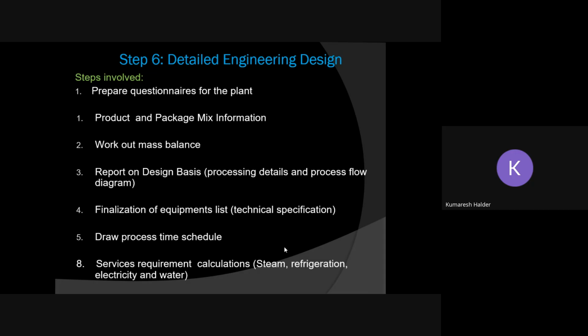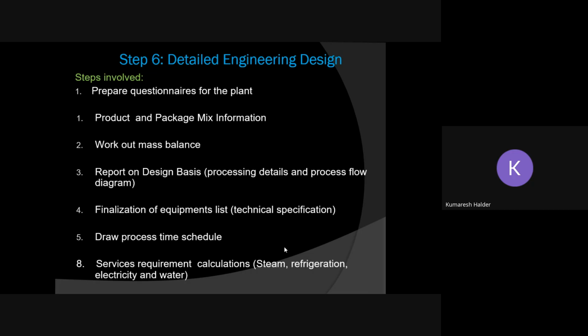Then based on the design basis, we need to finalize the equipment list. What kind of equipment? What should be its capacity? What kind of steel we want in that equipment? Everything you need to specify: capacity, its material of construction, then where you want to set it up. Everything we need to prepare.